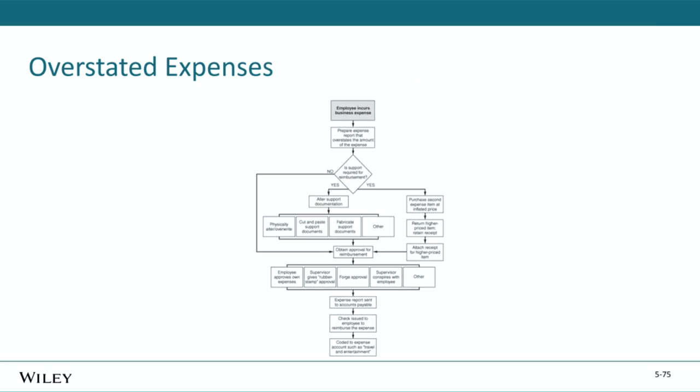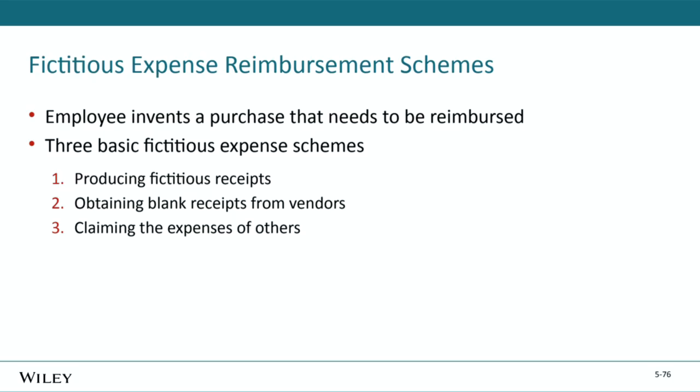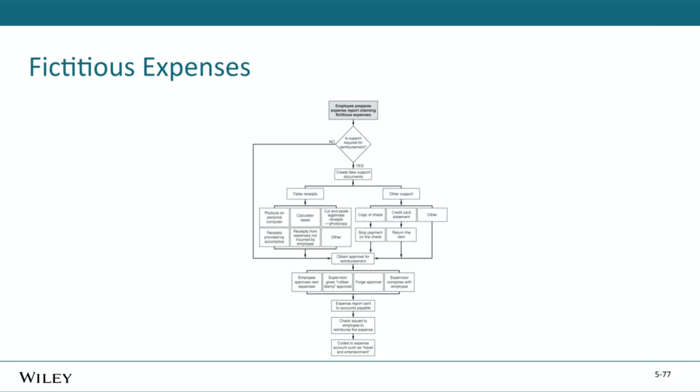What about fictitious expenses that get reimbursed? Okay, so you invent a purchase. So, 3 basic fictitious expense schemes. Create a fictitious receipt. Again, if you're asking a restaurant to give you a blank receipt, that's a good indicator that person may be doing that. Then there's obtaining the blank receipt from a vendor, or claiming the expenses of others who may be submitting to their own company. So here's a fictitious expense slide.